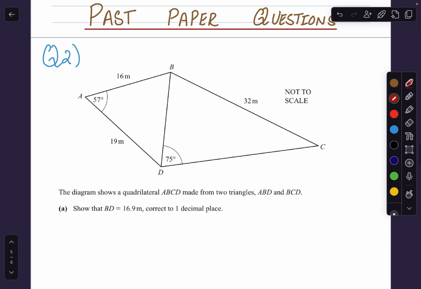Question number 2 says, the diagram shows a quadrilateral ABCD. A quadrilateral is given with the 4 sides ABCD, which is made from 2 different triangles, one of them is ABD and one of them is BCD. Show that the length BD is equal to 16.9 meters. So they're asking us to show this length BD is going to be 16.9 meters, up to 1 decimal place.